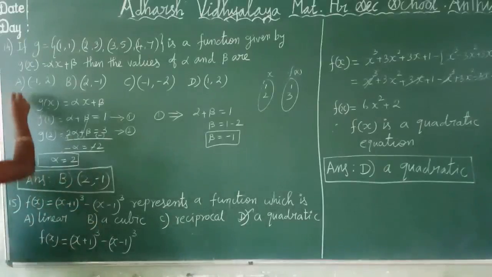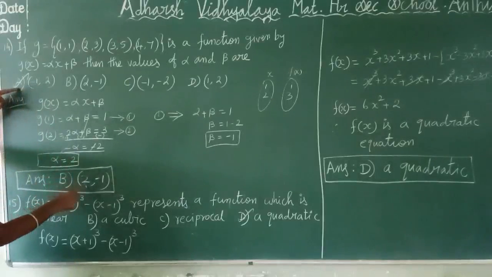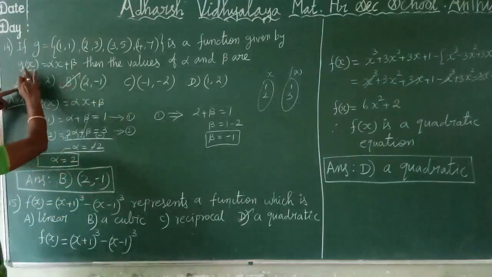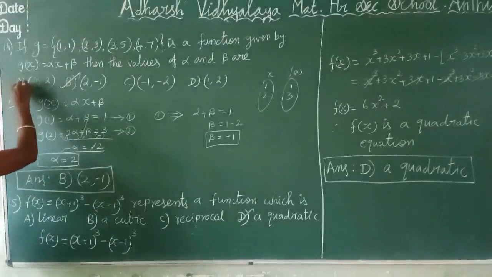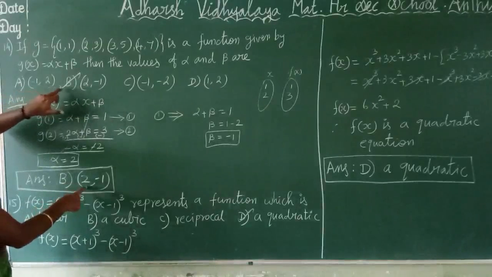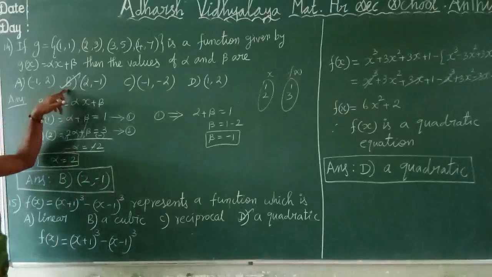Which is the correct answer? Alpha answer 2, beta answer minus 1. So B is the correct answer. Is it clear? So which option is correct? Don't make a mistake. Alpha answer 2, beta answer minus 1. So which option? B. So the answer B is 2, minus 1.